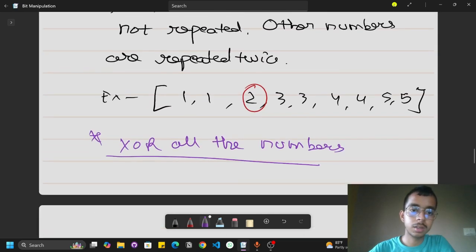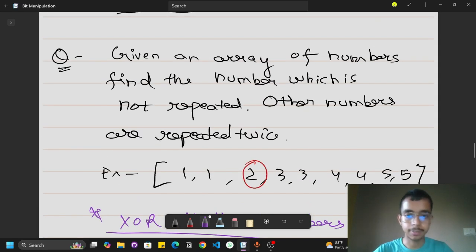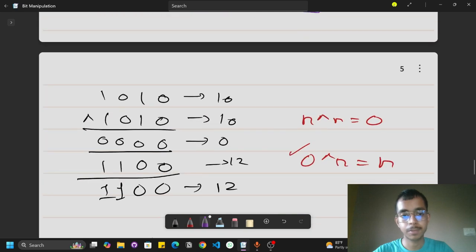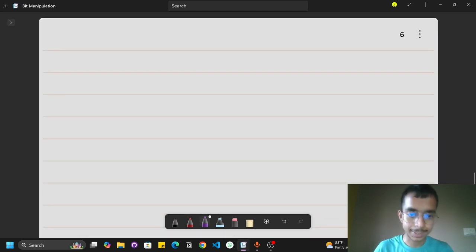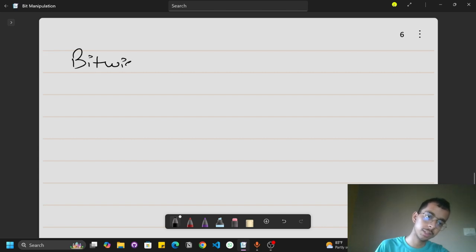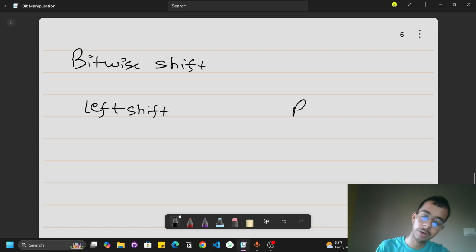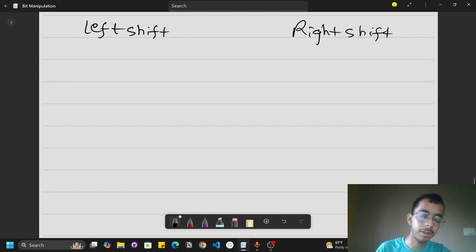Okay, I quickly covered these things here. Let's move on to the next thing, that is bit shift. Bitwise shift. I'm going to cover left shift and right shift. Okay, and these are pretty interesting.